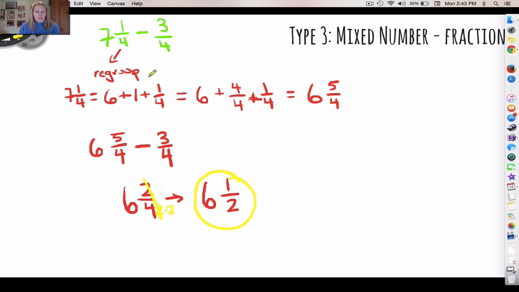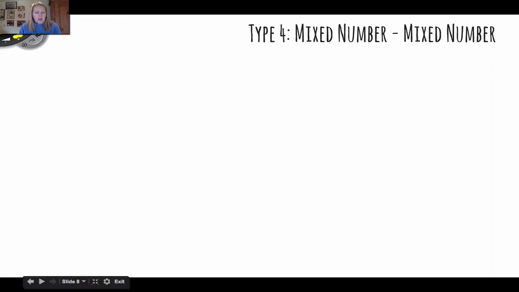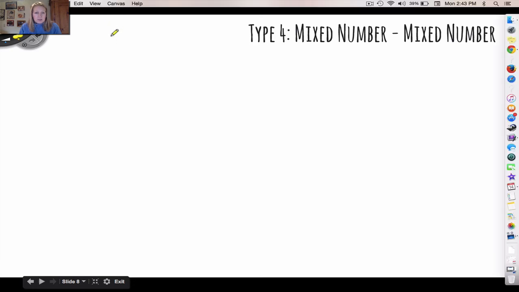Type 4, let's go through. We're going to have your classic example of a mixed number minus a mixed number. I'd like to go through 2 examples of this as well, just because this can get a little tricky. Let's start with this example. Negative 2 7/12, subtract 3 5/8.